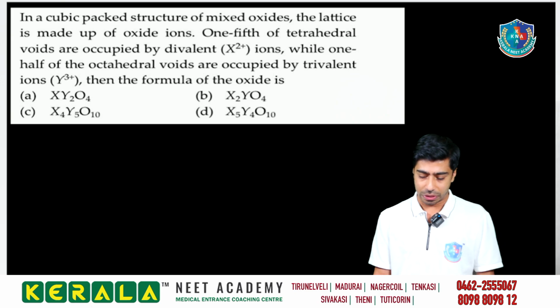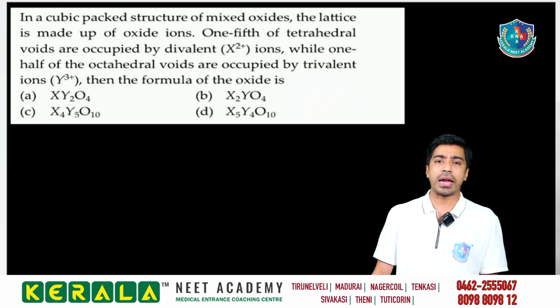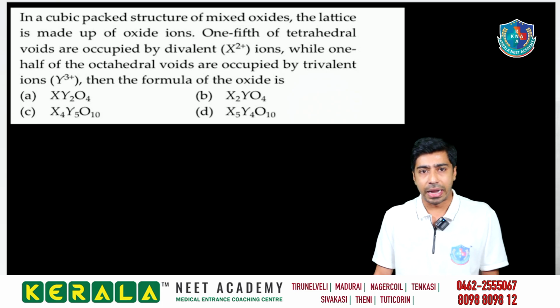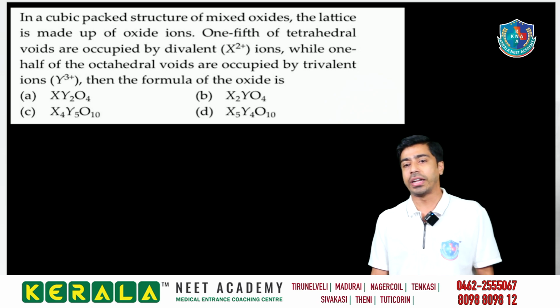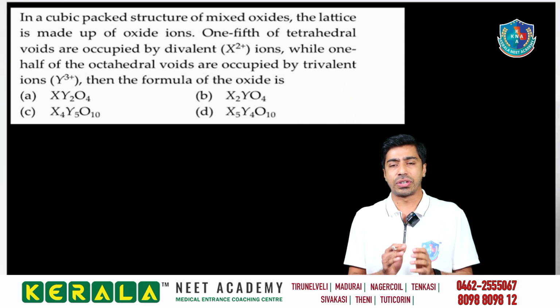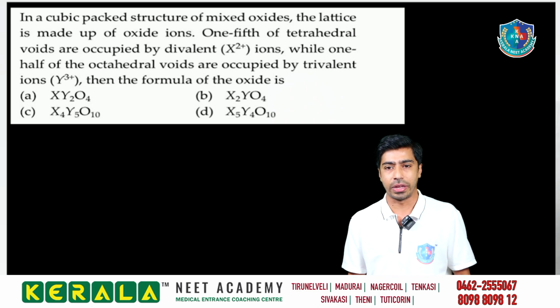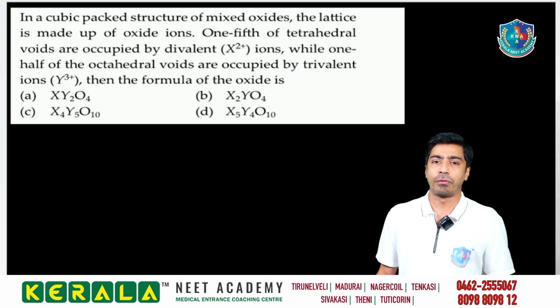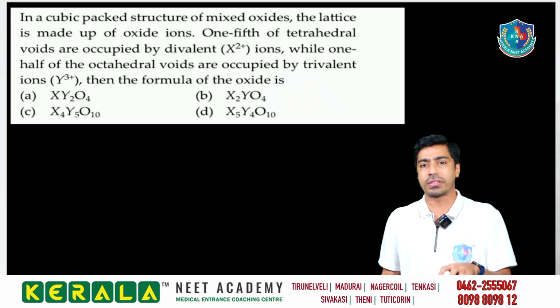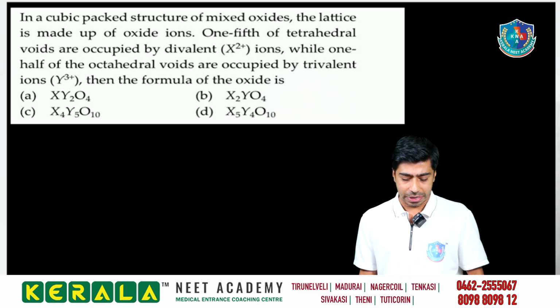So it's the same question that we have done in the previous section, like the case of octahedral and tetrahedral voids. Now in a cubic packed structure of mixed oxide, the lattice is made up of oxide ions. That means the entire crystal lattice is made up of oxide ions, so we have to consider oxide ions. The unit cell is made up of oxide ions, and these oxide ions are making some types of voids. So it can be tetrahedral void and octahedral void.